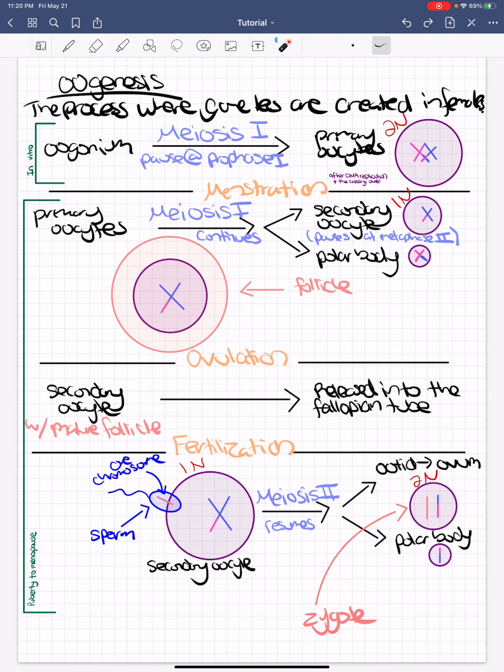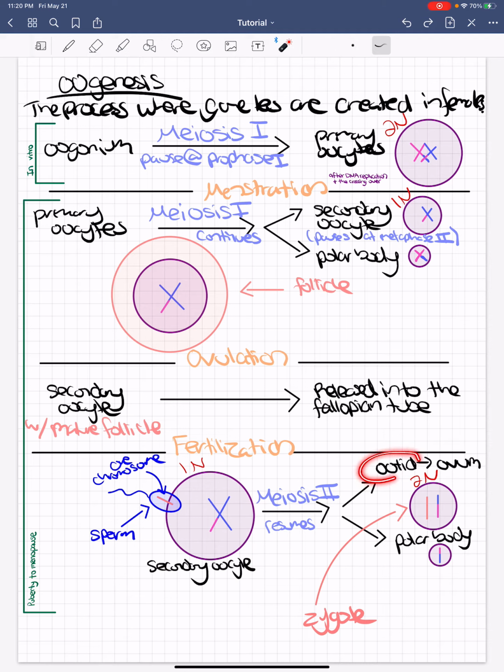Now, during menstruation, the follicle grows around the secondary oocyte and continues to grow until it reaches a mature follicle. During ovulation, the secondary oocyte with the mature follicle ends up being released into the fallopian tube. Now, during fertilization, a sperm ends up penetrating a secondary oocyte, which resumes meiosis 2.